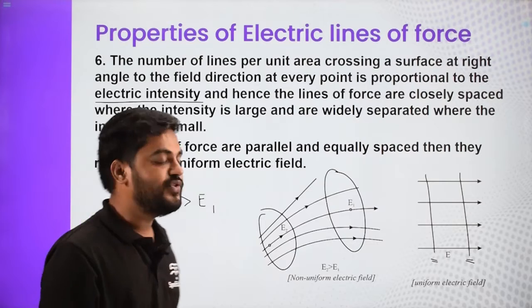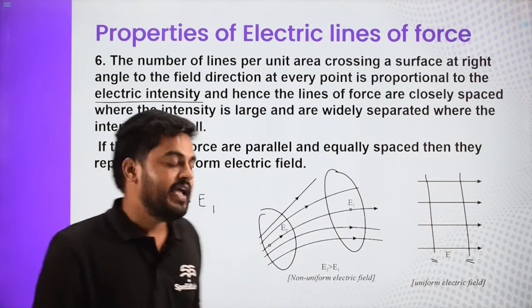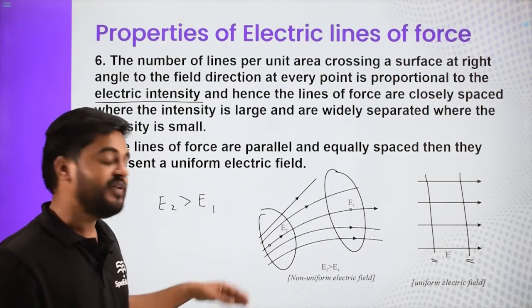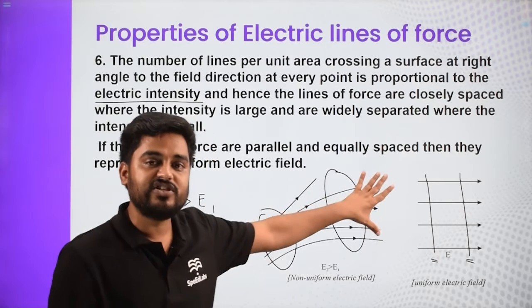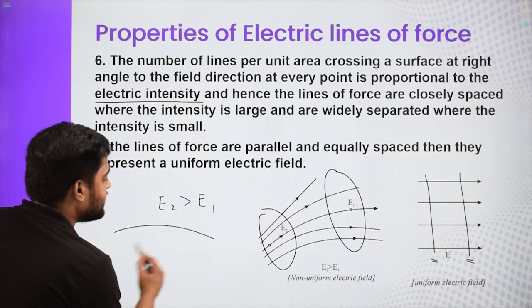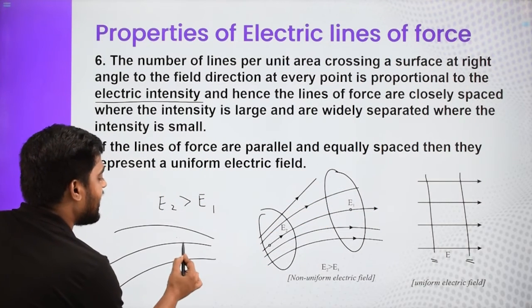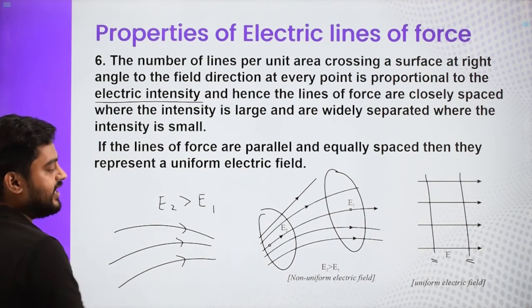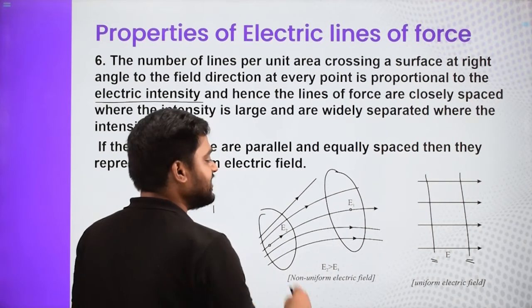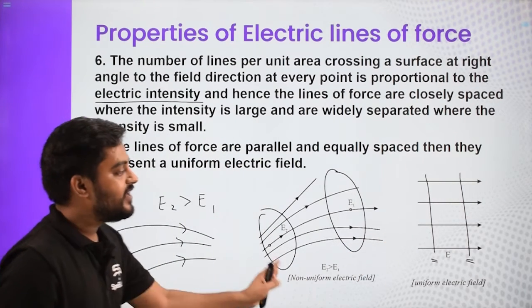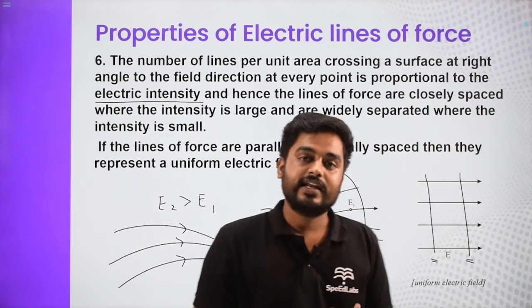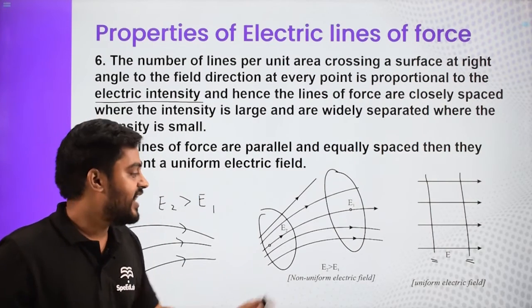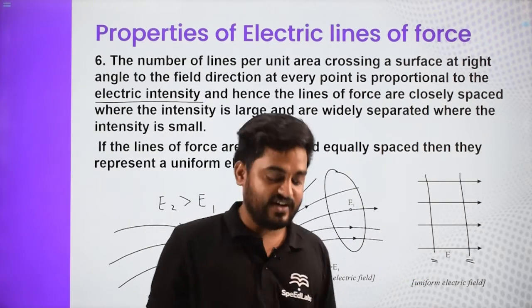A field is called uniform if the field lines are parallel, and a field is non-uniform if the field lines are getting separated from each other or moving towards each other. Here, as we move in this direction, the field is becoming stronger, and here, if we move in this direction, the field is becoming weaker, and here, if we move in this direction, the field remains the same in magnitude. That's what a uniform electric field is.